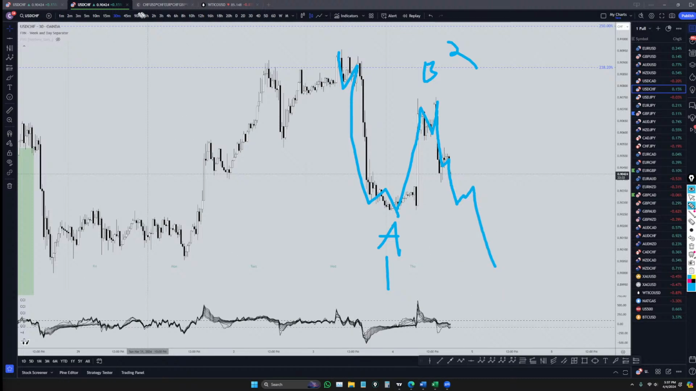If it doesn't break that structure on the 4 hour time frame and then it makes a break of structure to the upside, then it's a wave C. If it doesn't do that, then it's a wave three that's just going to keep on trending down.